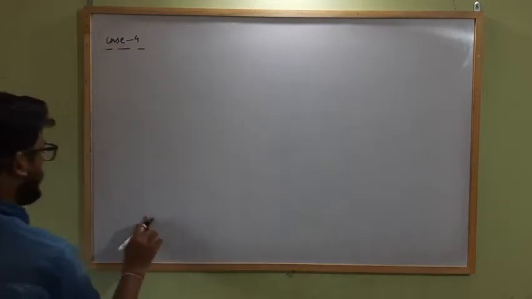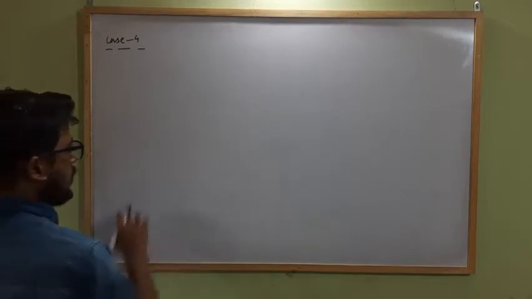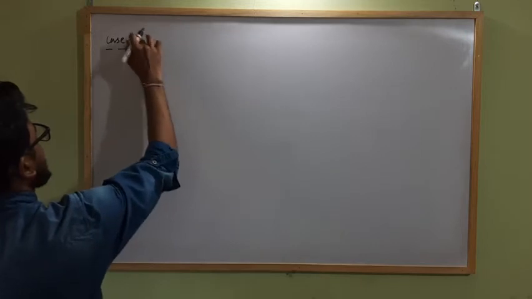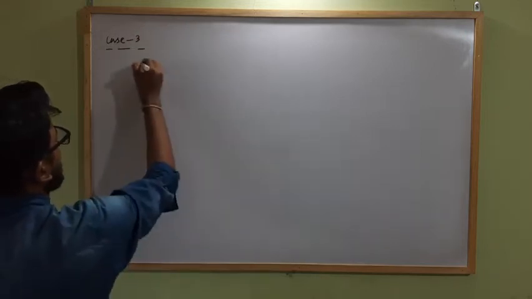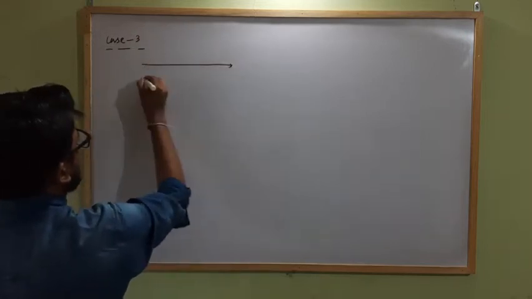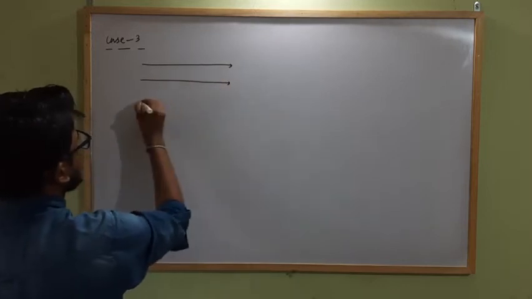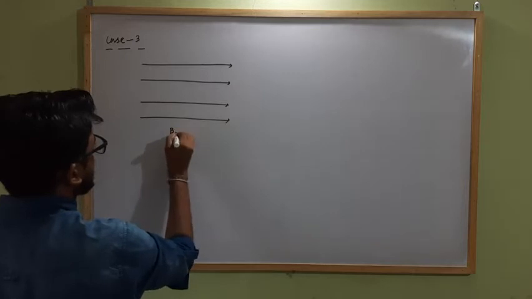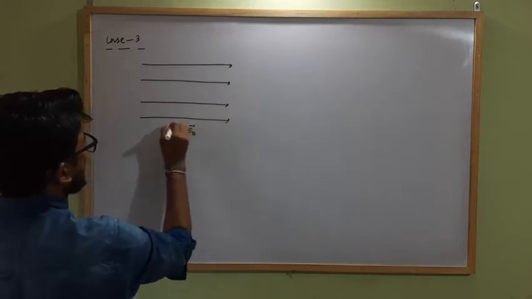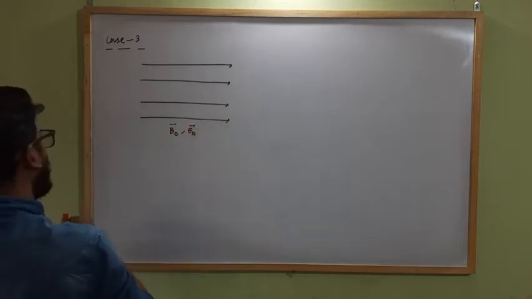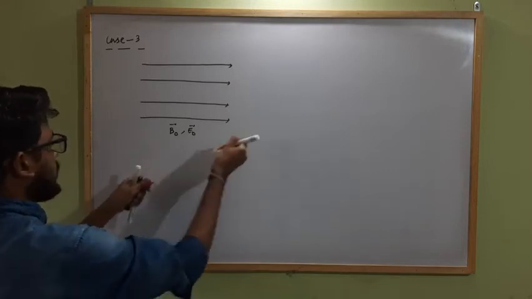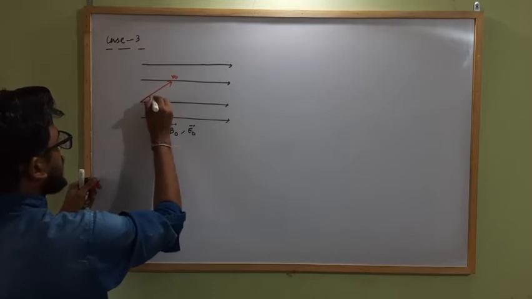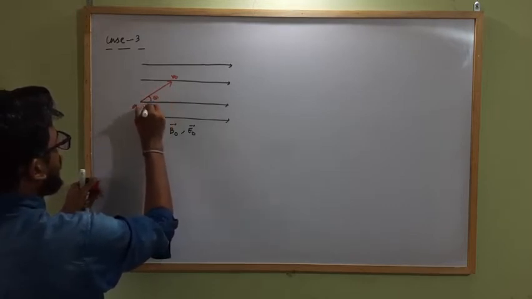Case 4, or case 1 is along this, case 2, let it be case 3. Again the magnetic field and electric field are parallel to each other, and a charged particle enters that region like this with velocity v naught. This angle is theta, charge q, mass m.